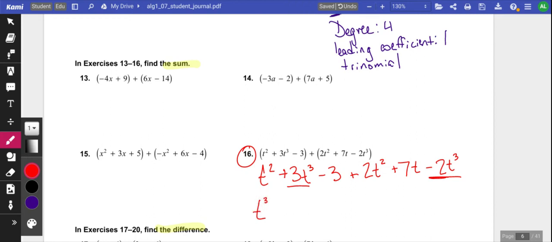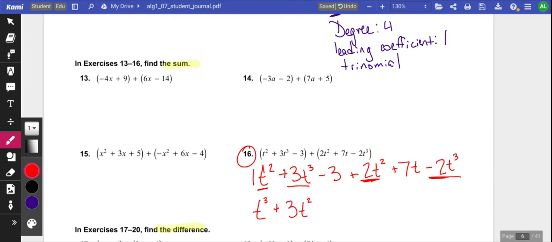Okay, then the next one, we're going to t squared. All right, so I've got 1, 2. So, okay, I have 1t squared and 2t squared. Don't just end up with t squared. If you want to write in the 1, go ahead and do that. So you remember that's 3t squared.